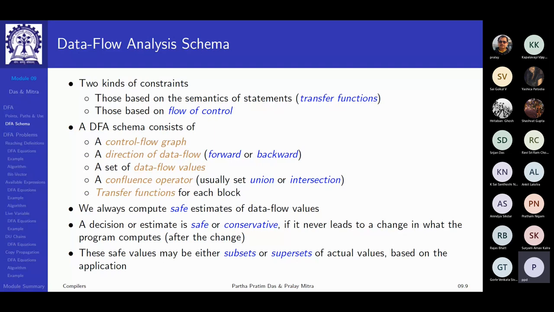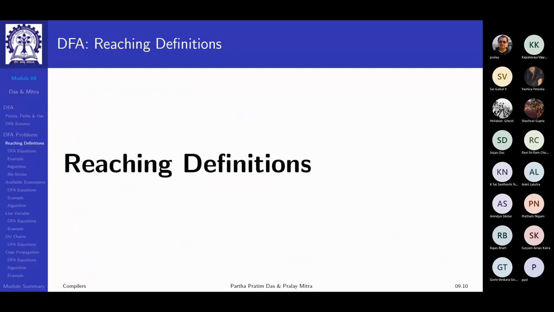Now, the safe values may be either subsets or supersets of actual values, which is based on the particular data flow problem we are solving. So to introduce the whole paradigm, let us take the example of reaching definitions problem.